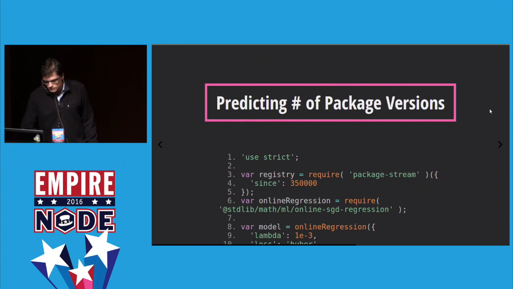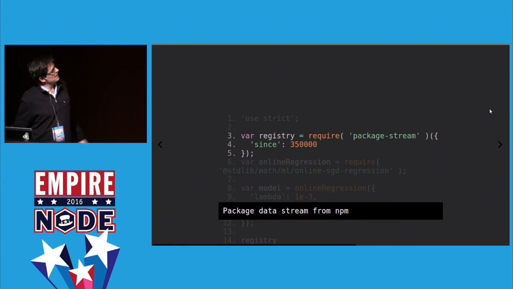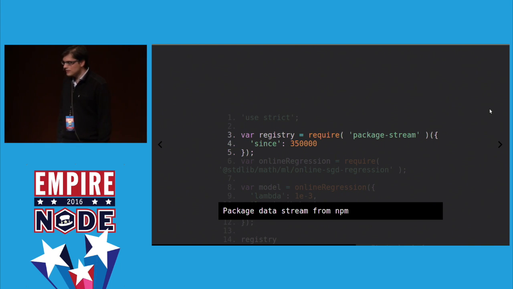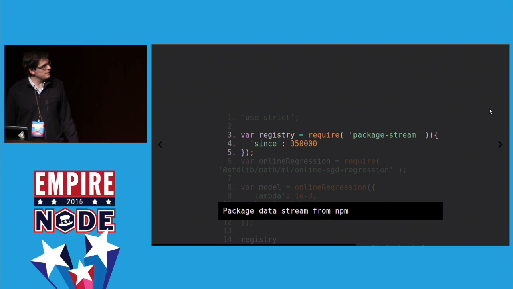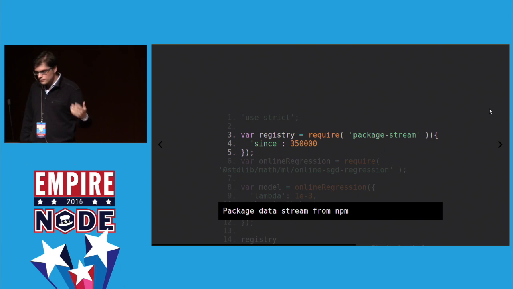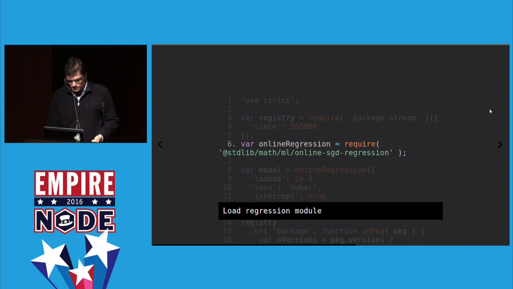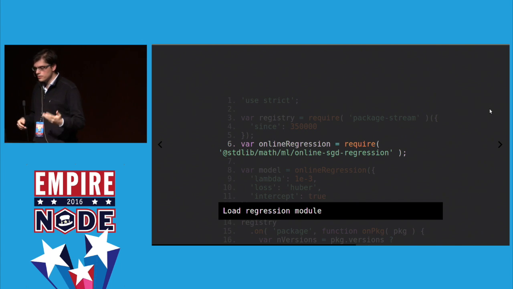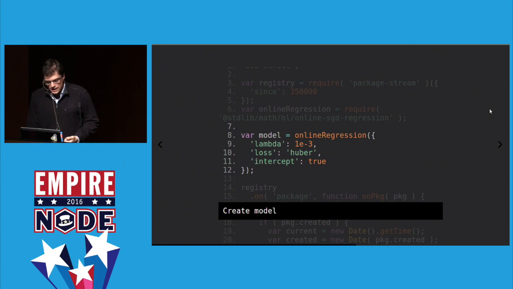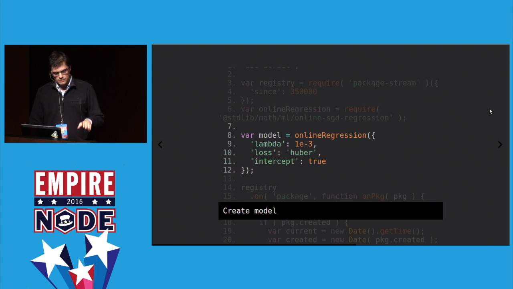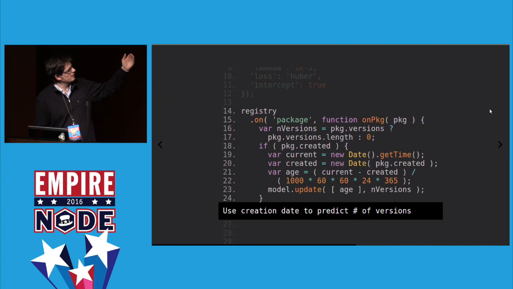So how could we do this? These are all kind of toy examples. But what we first do is I'm loading this package stream module, which allows us to connect to the CouchDB changes in the npm registry. And so we will get those as a stream. And then I'm loading this online regression module, which basically allows us to incrementally compute a regression. I create a model with some parameters. I don't have time now to go into detail, but I will point you to some further resources on what those might mean, and we also have documentation on that too.